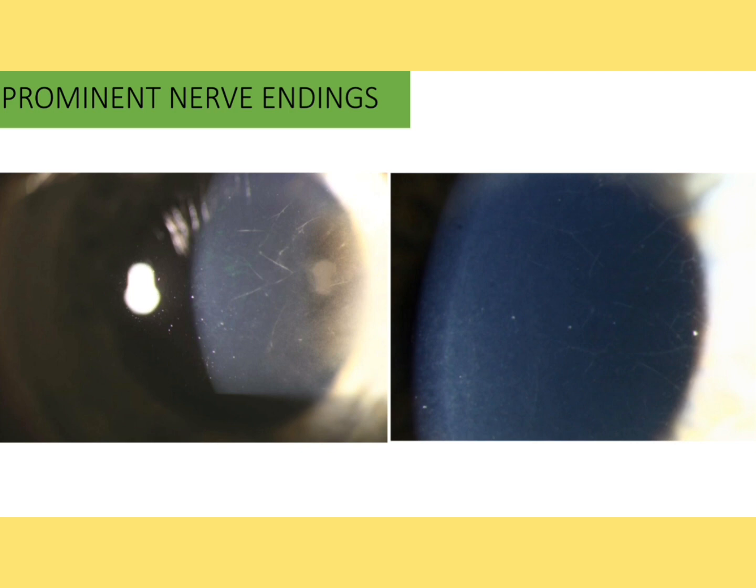Then if he has keratoconus, try to look for these prominent nerve endings. Here you will see white thread-like structures. These are the nerve endings in a keratoconus patient.